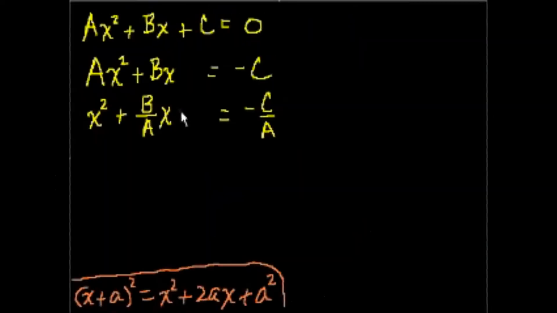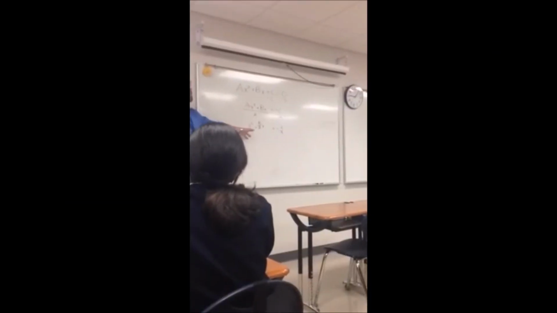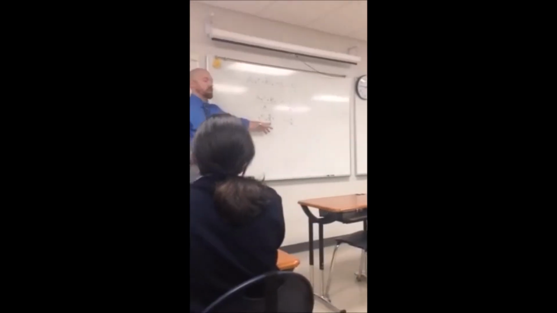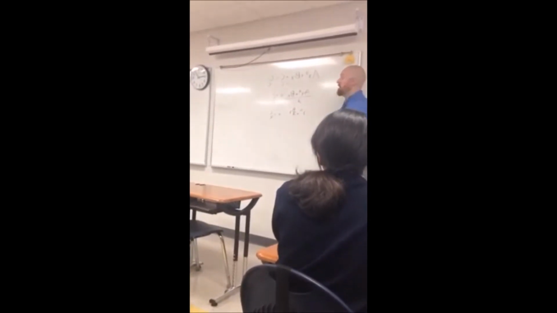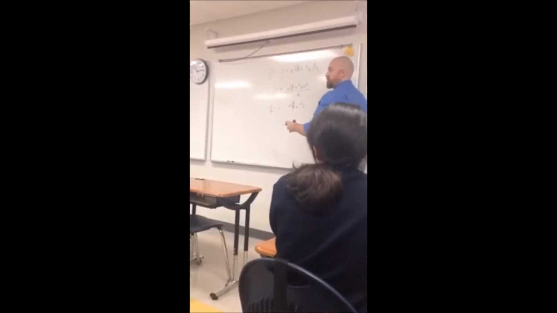Now, this is where it gets fun. What do I have to do with this term here? I have to divide this by 2, and then square it, and then add it to both sides, right? Now, it's harder with letters, but it shouldn't be.